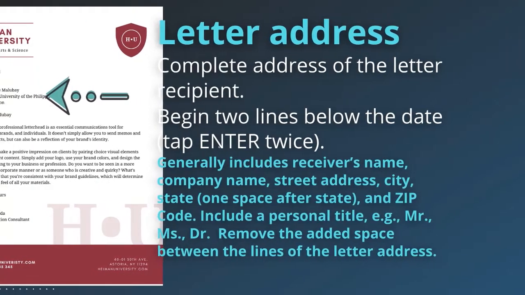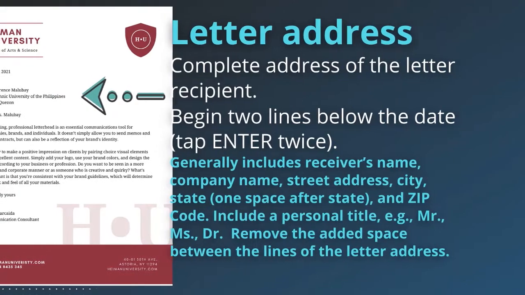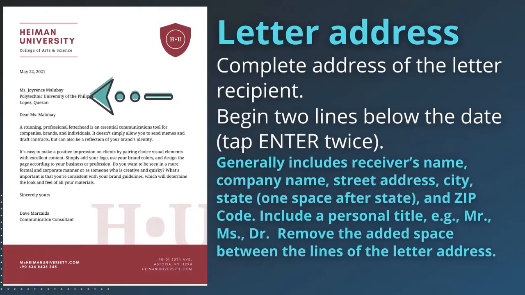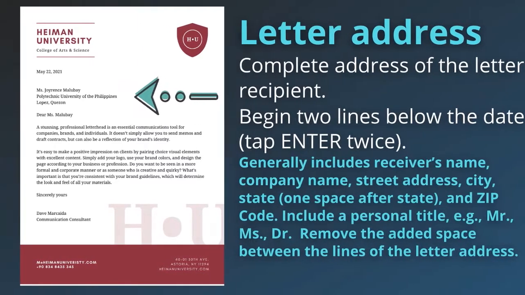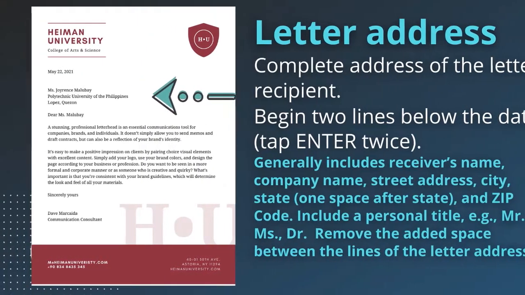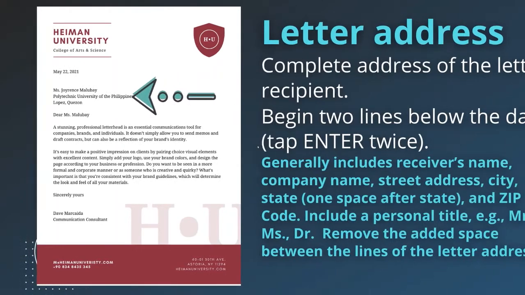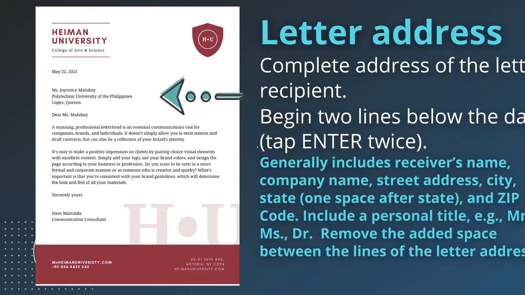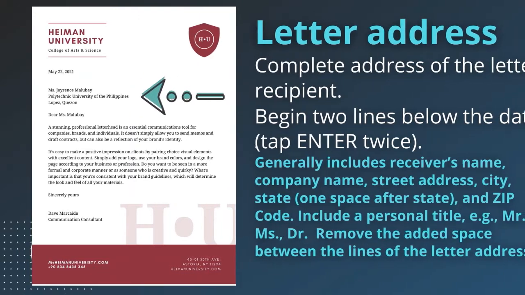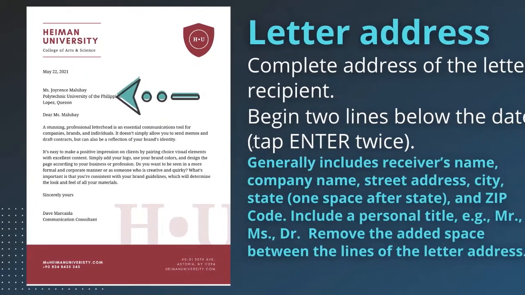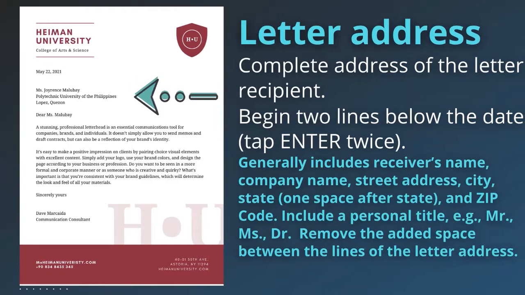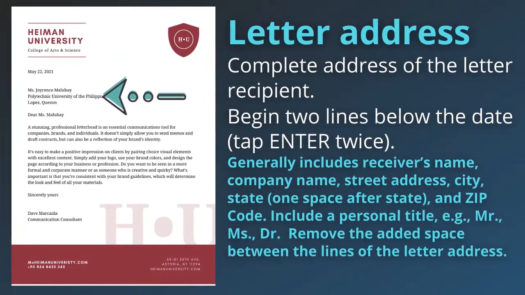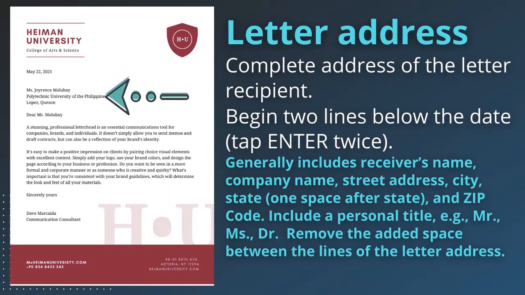The next part is the letter address. This contains the complete address of the letter recipient. Begin 2 lines below the date, or top enter twice. It generally includes the receiver's name, company name, street address, city, state, and zip code. You should include a personal title, for example, Mr., Miss, Doctor, and remove the added space between the lines of the letter address.